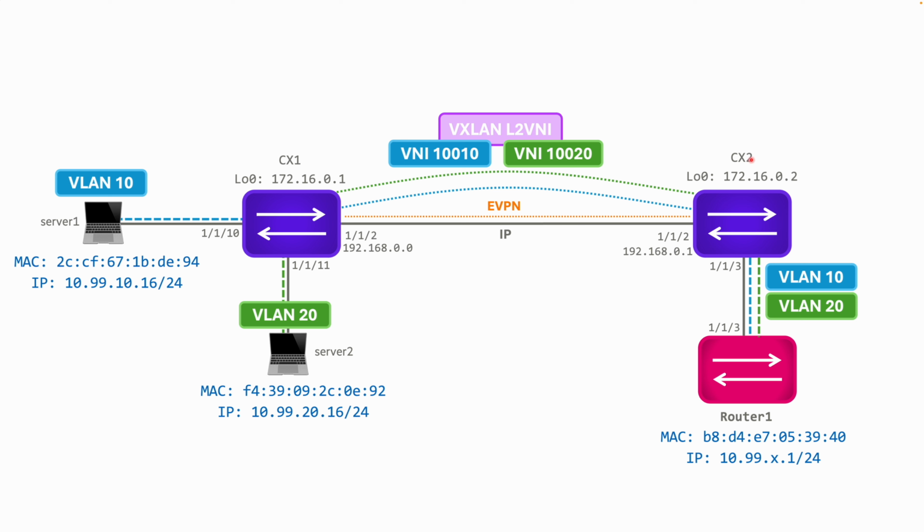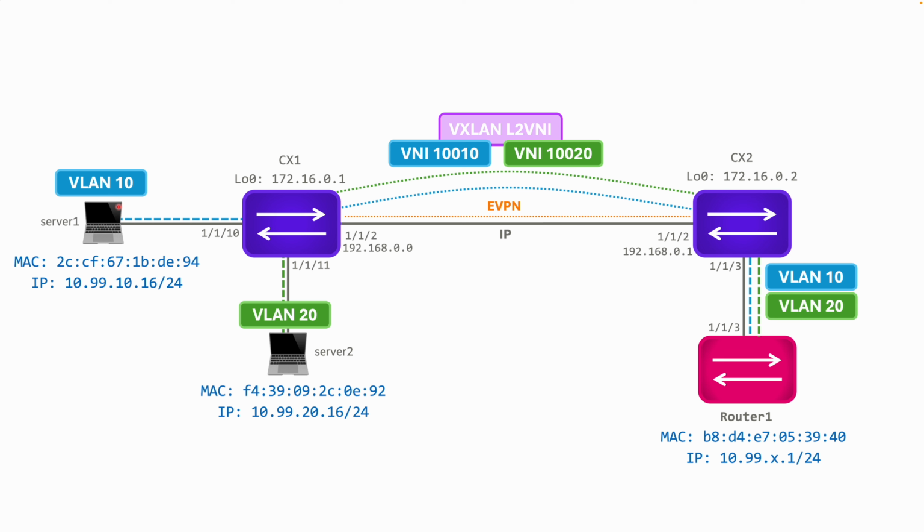Okay, so CX2 remotely learned the MAC address ending 1BDE94. That will be known via 172.16.0.1, and that will be forwarded from CX1 out of the port that it is locally learnt on, which is its 1/1/10. So the ARP response will go back to server 1. It will populate its ARP cache.